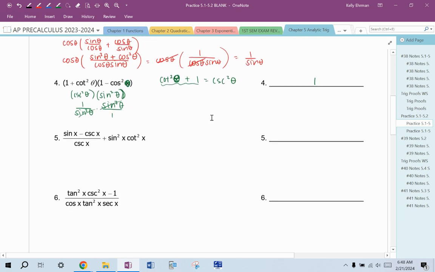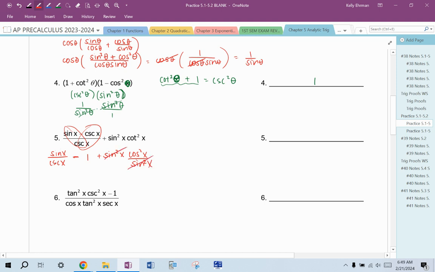For number 5, I could work on the complex fraction, or I could do the Hart method. How do I decide between the two? I'm just noticing that if I divide this out, I would get 1 right here. So that may or may not be helpful. So let's see. Sine x over cosecant x minus cosecant x over cosecant x plus sine squared x cotangent squared x. Well, let's see. Actually, let's change cotangent too. Sine squared x times cosine squared x over sine squared x. So those sine squareds cancel.